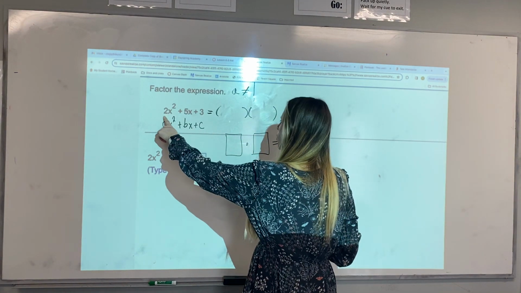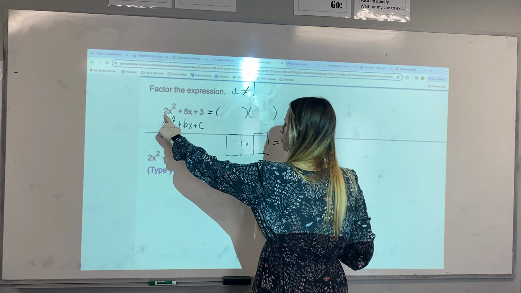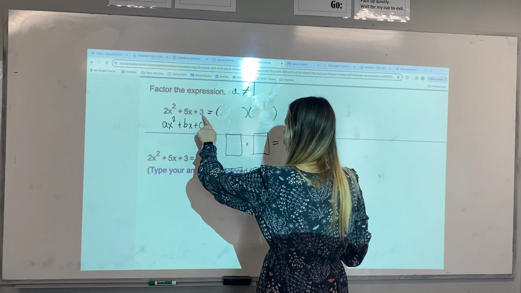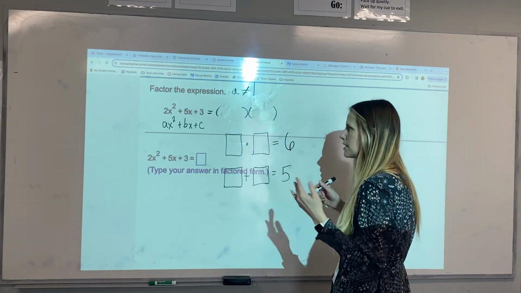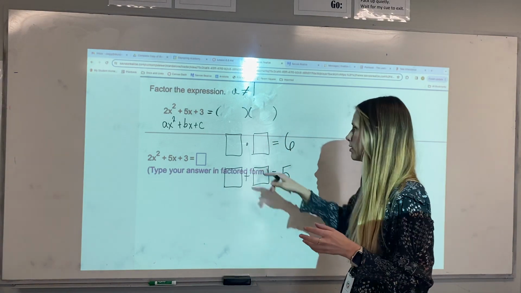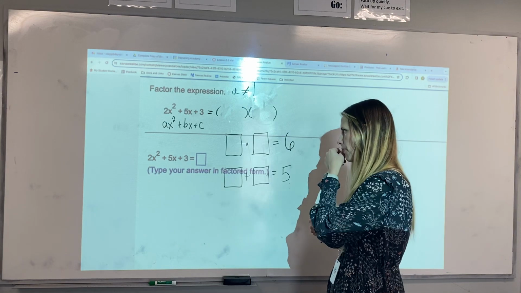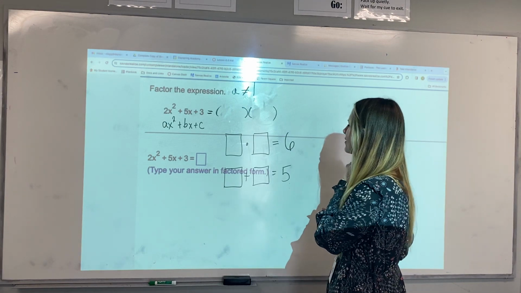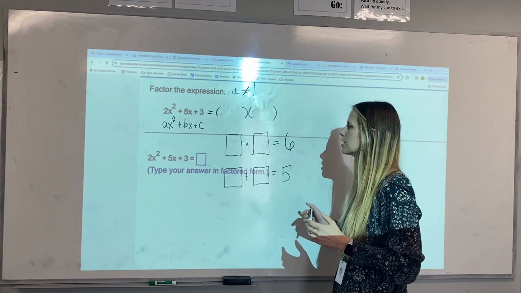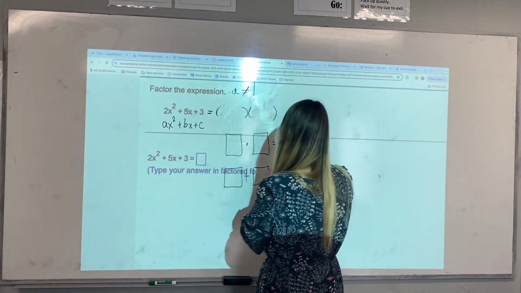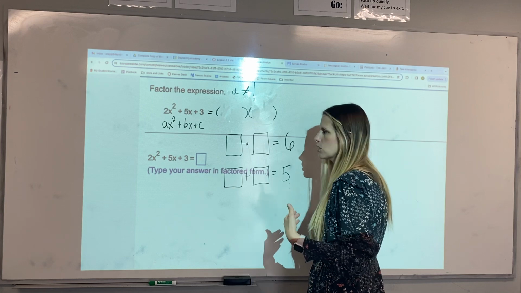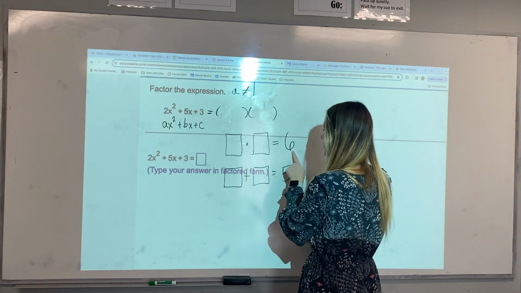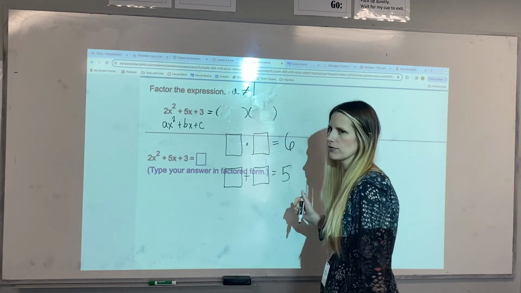So when you multiply A, which is your 2, and C, which is your 3, you're going to get the product 6. Now, it doesn't mean that 2 and 3 are your special numbers, although they could be. Hey, they are. Interesting. It just means that first you're going to multiply them together to get your product. Then you're going to decide what two numbers multiply to get 6 and add to get 5.